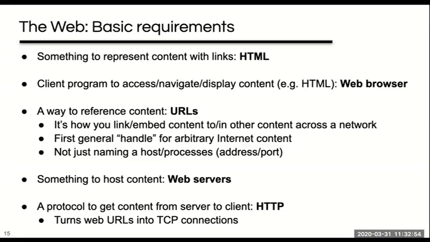And URLs were really the first general handle or name for arbitrary internet content. Before that we had DNS, but that didn't name content at all. That only named hosts. And you could add a port, and that basically just named a process on some host, right? So being able to name the content in this kind of universal way was actually a pretty huge innovation.